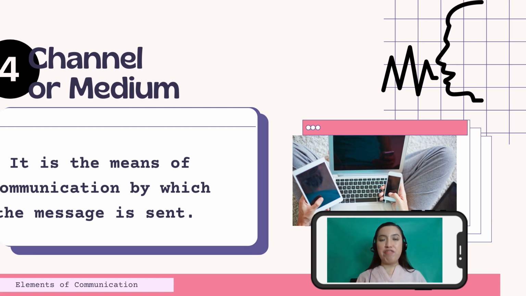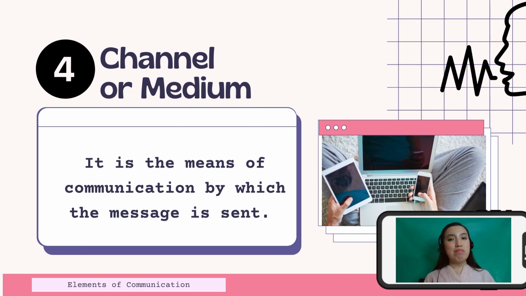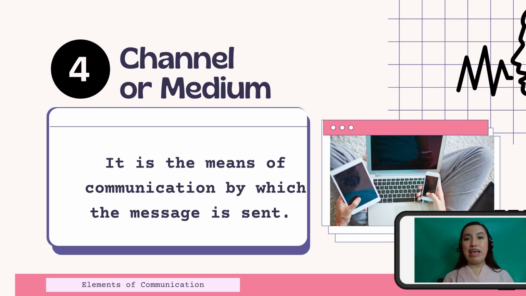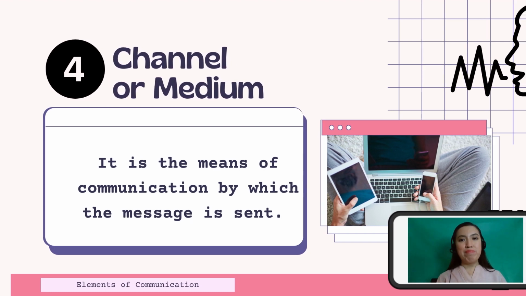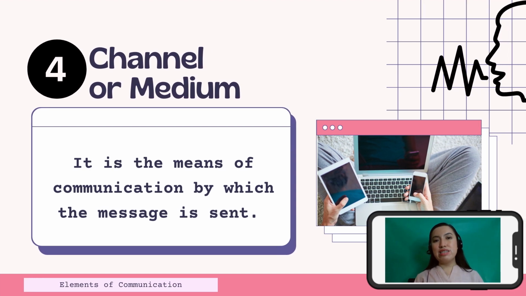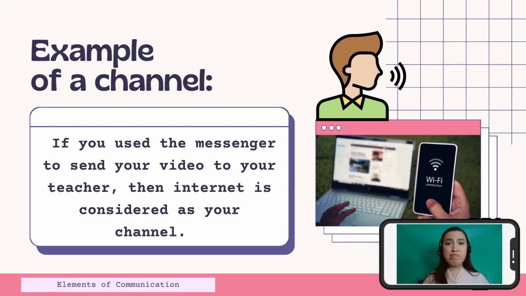Another important element of communication is the channel or medium. It is the means of communication by which the message is sent. It connects the sender and the receiver. There are basically 5 senses: eyes, ears, skin, nose, and mouth. If you use Messenger to send your video to your friend, then internet connection is considered as the channel. Our voice is also used as the commonly used medium of communication.